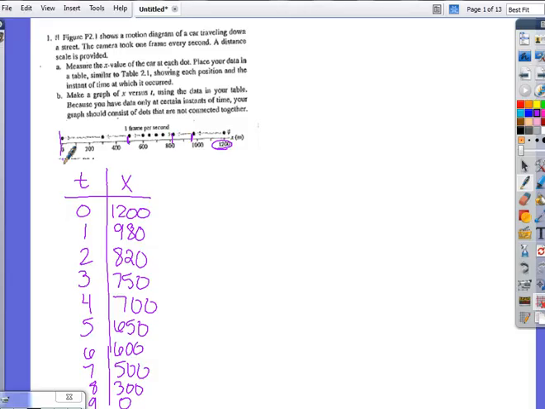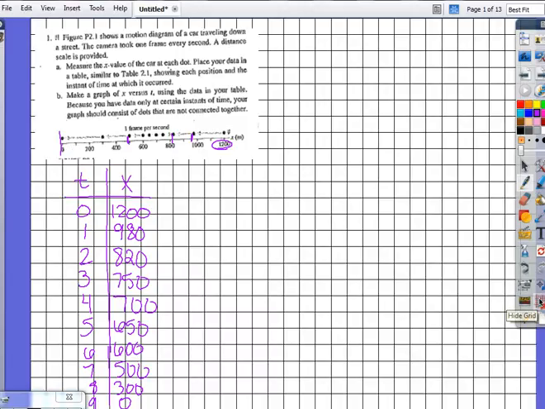Part B says make a graph of position and time, and it says do not connect your dots. So if we do that, here's my graph. Sorry, that's hard to see. This is my position axis. This will be my time axis. So we have T in seconds, position in meters. Remember, position is X. Don't get that confused there.